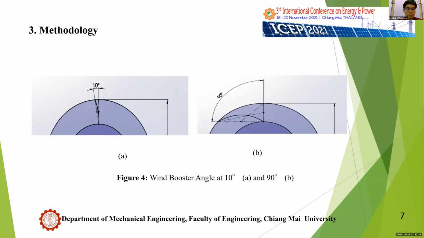This is an example of the wind booster angle in this study. We vary from 10 degrees to 90 degrees. This is an example of 10 degrees, which is parallel to the flow, but for 90 degrees, it's perpendicular to the flow. This is the example. We vary every 10 degrees: 10, 20, 30, 40, up to 90.